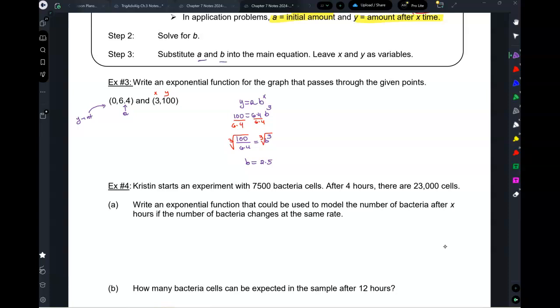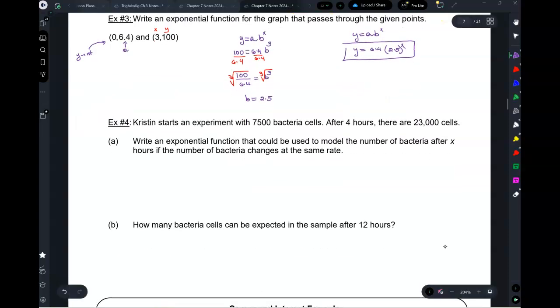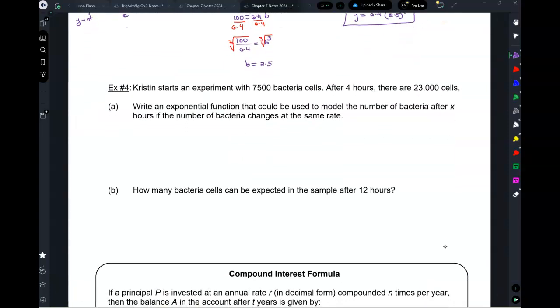Next, substitute a and b back into the main equation. Leave x and y as variables. So let's see. y equals a times b to the x. y equals 6.4 times 2.5 to the power of x. And this is your equation, right? If y and x aren't in the equation as variables, then it's not going to be an equation. Remember, for an equation, you need an x, you need a y. So there you have it. Okay, why don't we do another one? So remember, we're always going to first look for that initial value and then a final value and plug it in.